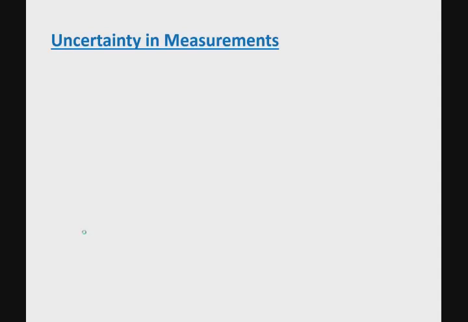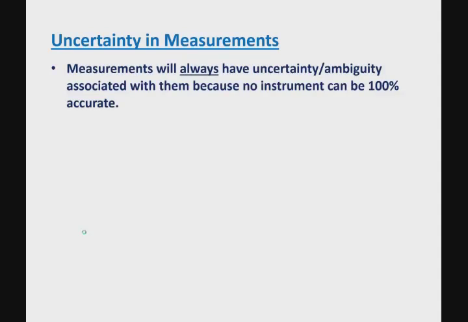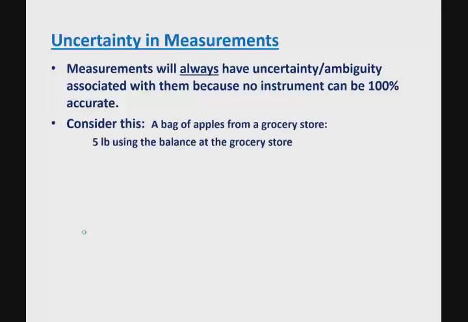Now, as we said before, measurements are inexact numbers because all measurements will always have a certain degree of uncertainty or ambiguity associated with them, because no instrument can give you a 100% accurate answer. There's always a certain wiggle room. Let's take an example of a bag of apples bought at a grocery store. If we weigh that bag of apples using one of their scales, let's say the balance reads 5 pounds. But if I take the same bag of apples to a weighing scale in a chemistry laboratory, it reads 4.855 pounds.